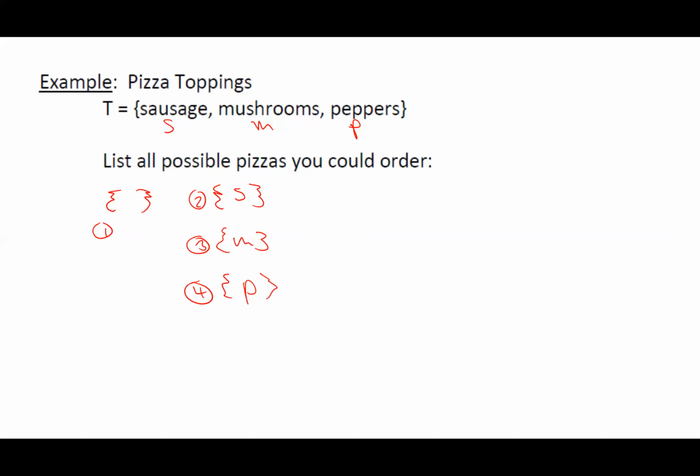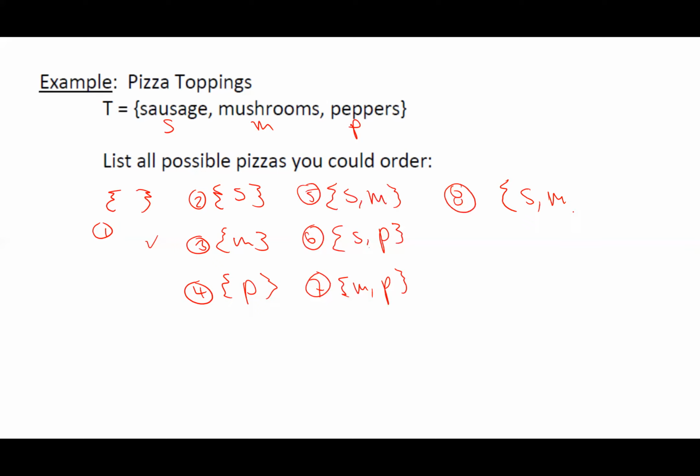Now let's do my two topping pizzas. Sausage and mushroom, sausage and peppers, and mushroom and peppers. All right. And now, since I can include the pizza with nothing on it, I also have to include the pizza with everything on it. So there are 8 pizzas here.